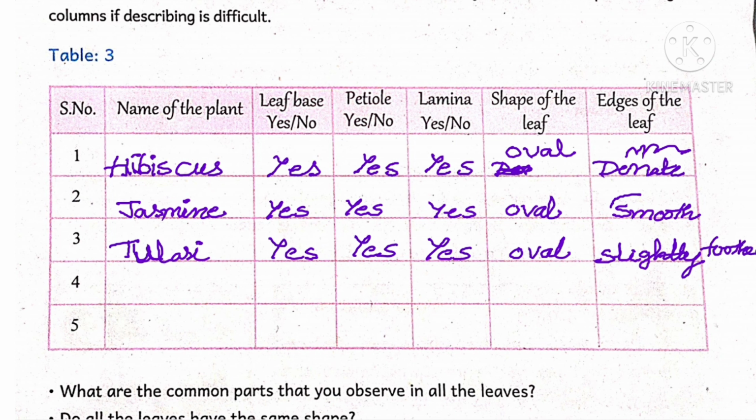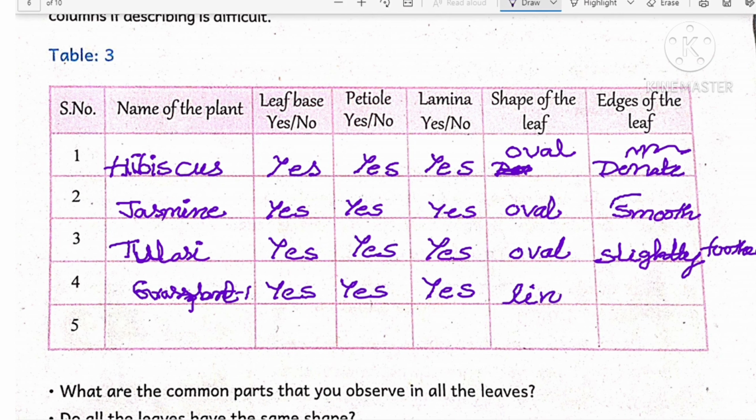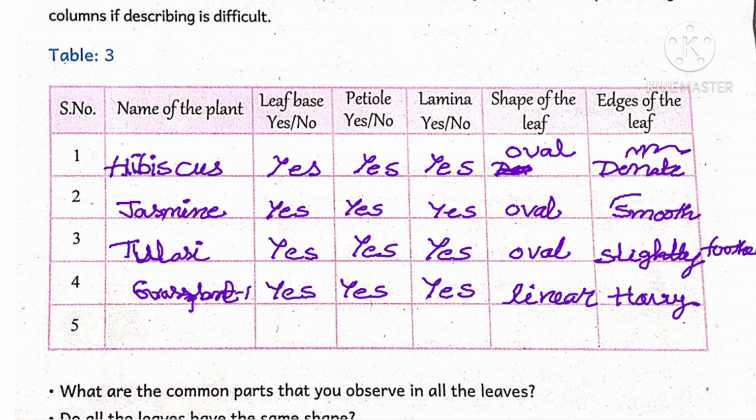The next plant is grass. I don't know the name of the grass, so here we can write grass plant 1 and grass plant 2. Does it contain a leaf base? Yes. Does it contain a petiole? Yes. Does it contain lamina? Yes. The shape of the leaf is linear. Generally, grass plants have linear leaves, and the edges of the leaf are a little bit rough, so it is called hairy.